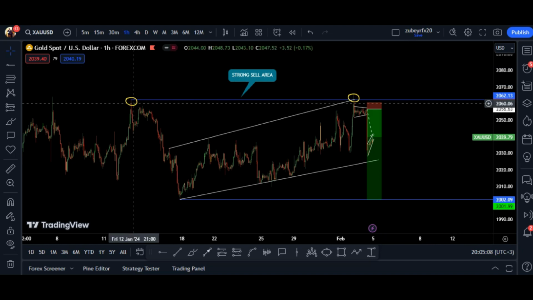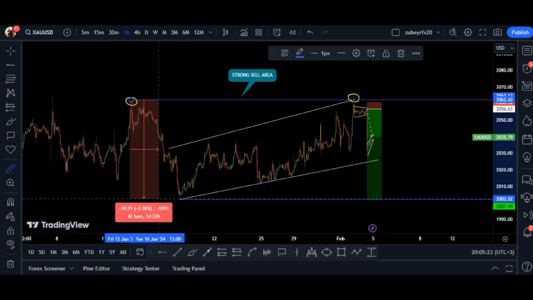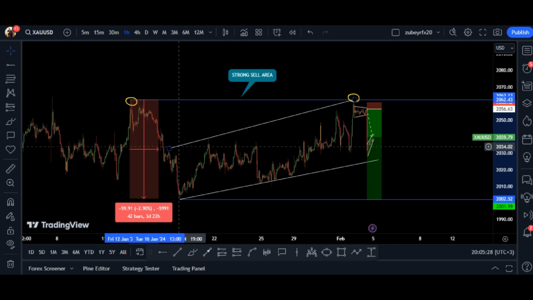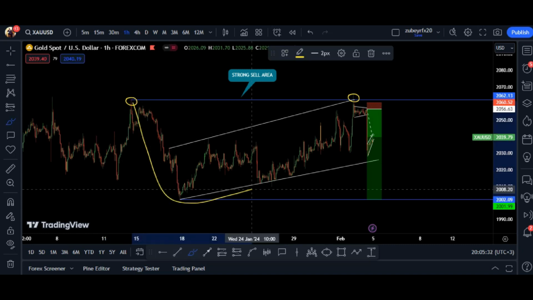Okay, look, gold, you know, you have to believe one thing in this market if you want to succeed. The market, the patterns, it's repeating itself. Okay, look here, we had a strong sell area. You can see gold dropped here almost 600 pips, and what happened, guys, is that it came back to the same position here.